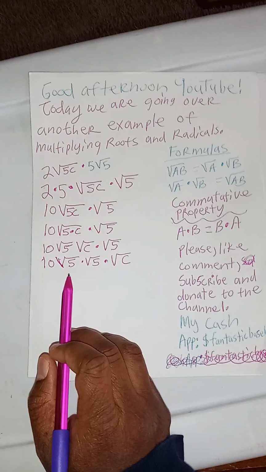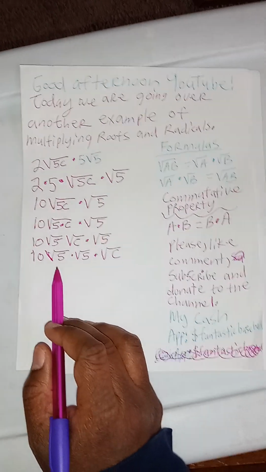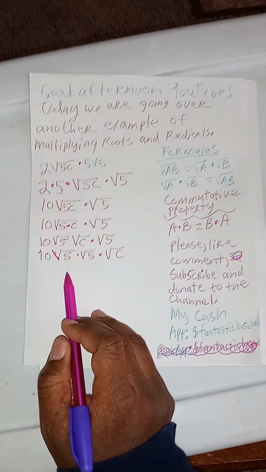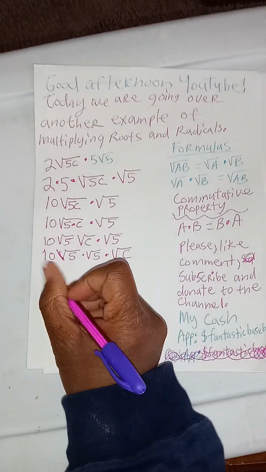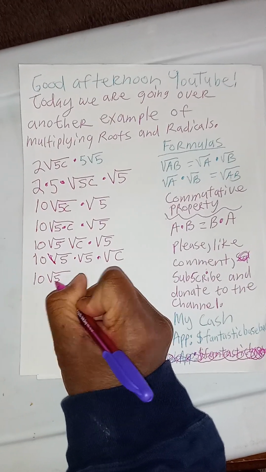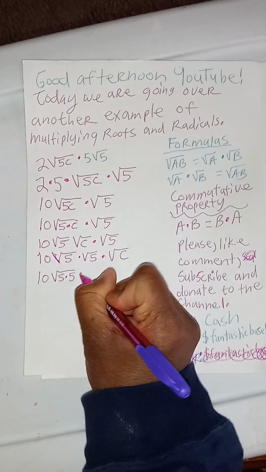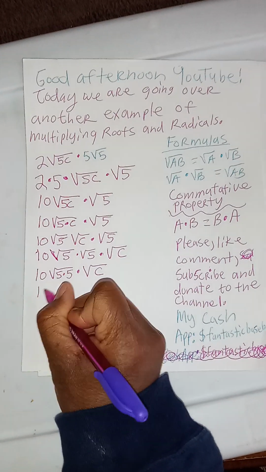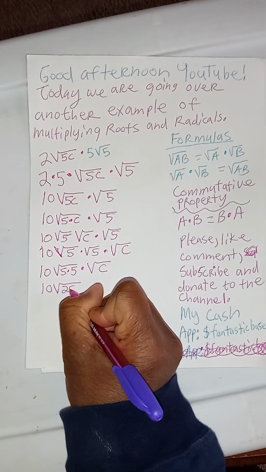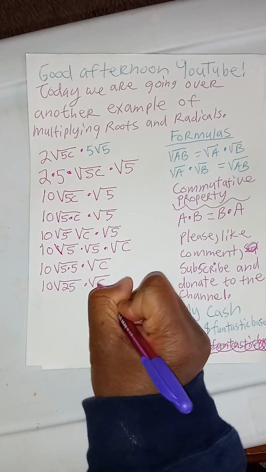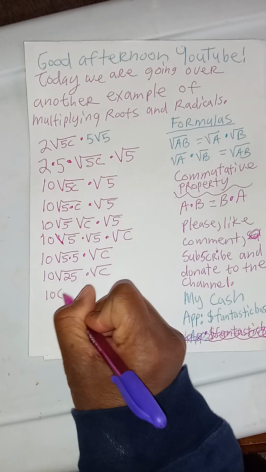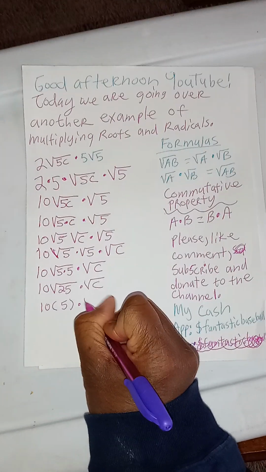Now we have 2 sets of square root of 5. So that's square root of a times square root of b, these 2 here. And we can bring them together as square root of a times b. So 10 square root of 5 times 5 times the square root of c. So 10 square root of 5 times 5 is 25 times square root of c. And square root of 25 breaks down to 5. So it's going to be 10 times 5 times the square root of c.